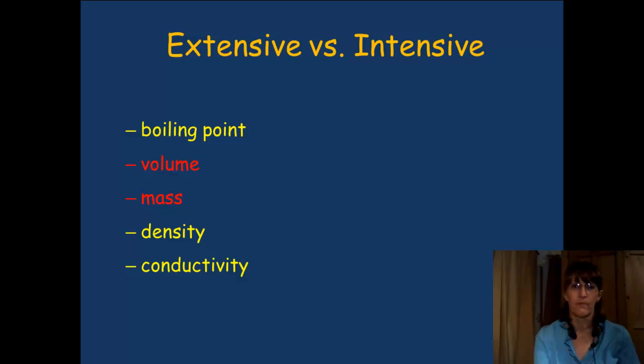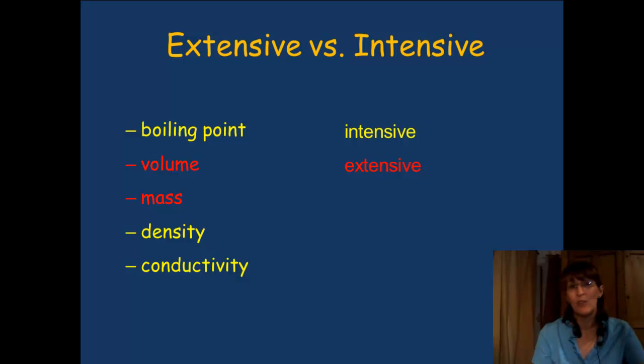Now, again, we have extensive or intensive. So the first one is boiling point. Boiling point is an intensive property because we can use it to identify what the substance is. Volume is just the amount of substance. It's extensive. We can't use it to identify something. Mass is the same way. It's extensive because it tells you how much something is, but it doesn't really tell you what it is or help you identify it. Density is intensive.